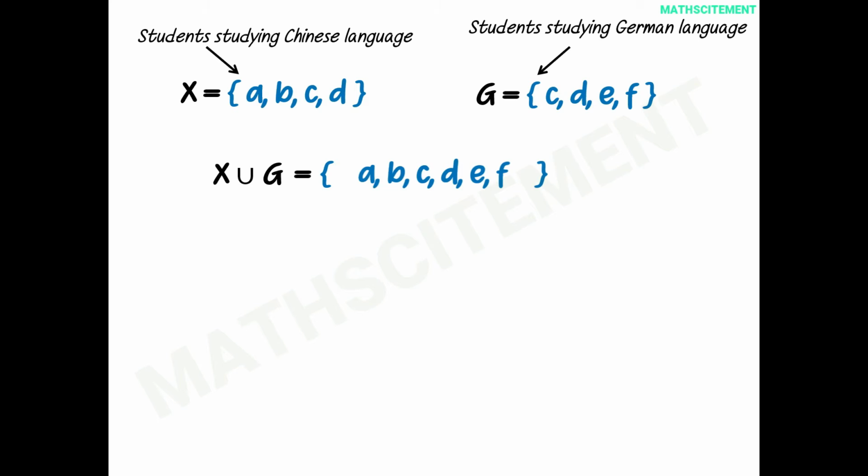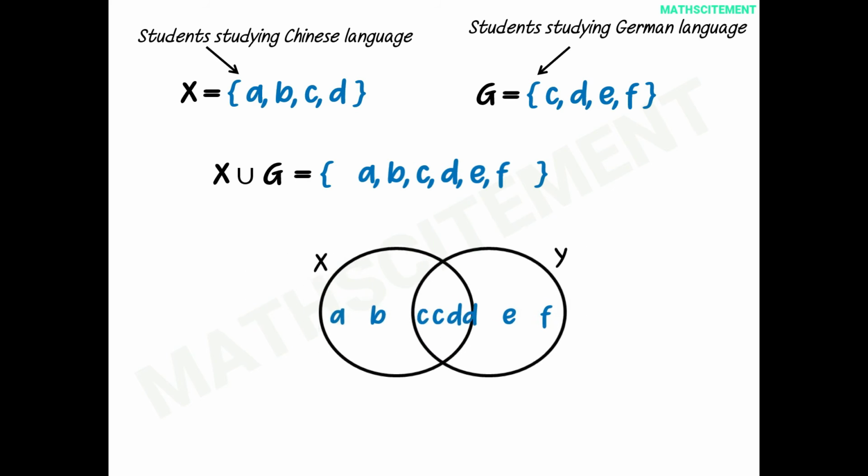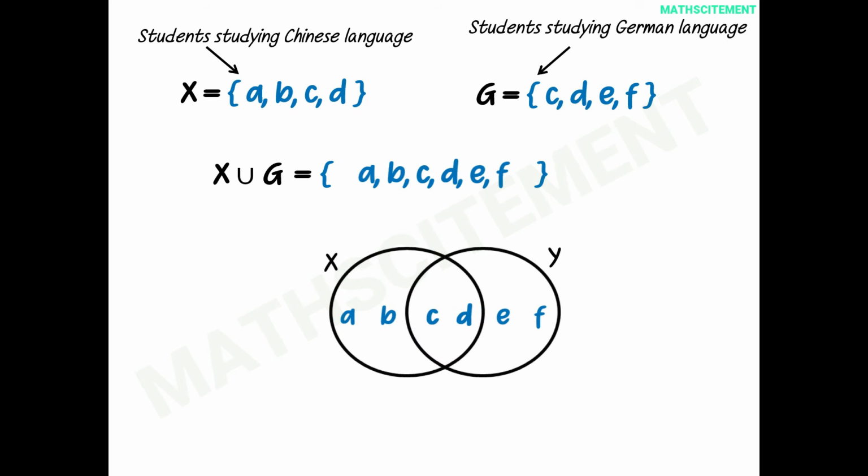Let's understand union using Venn diagrams. X union G means name of the students who study Chinese and students who study German. The student C and the student D study Chinese as well as German. That is, they are common to both the sets. So this is how we represent the union of sets using a Venn diagram.